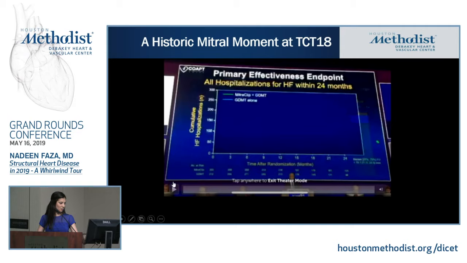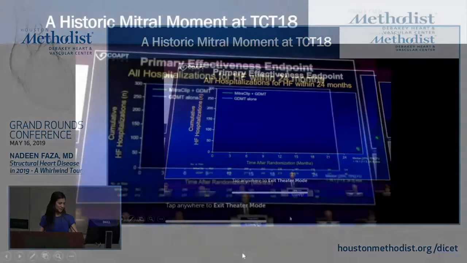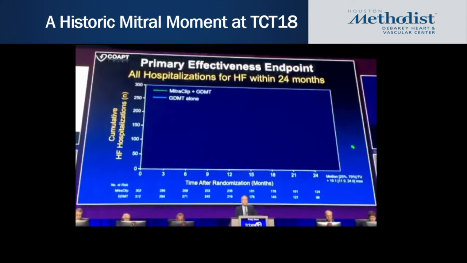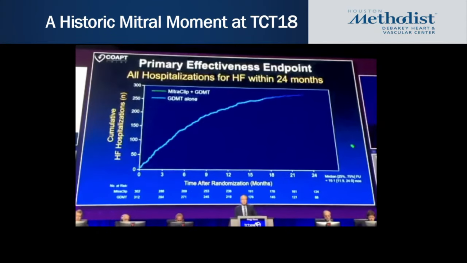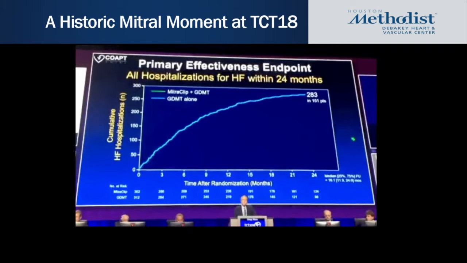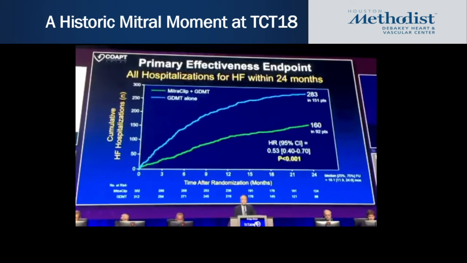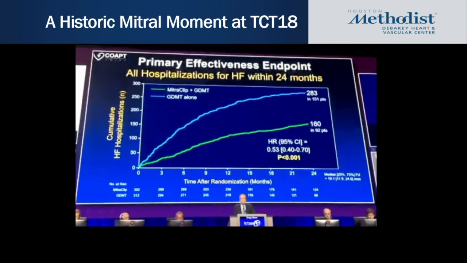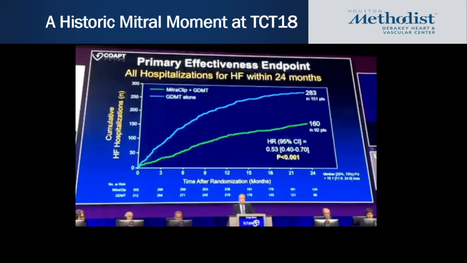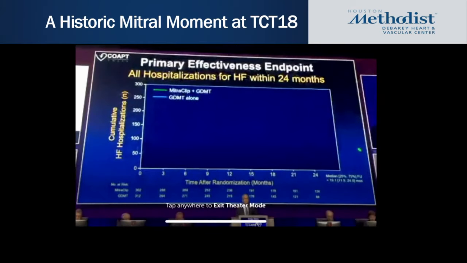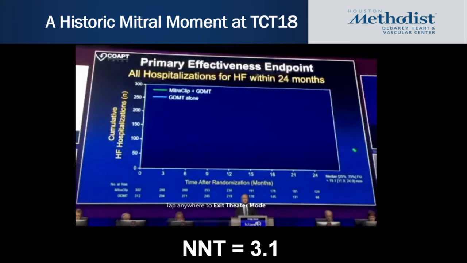And this was the historic moment at TCT. This shows the primary effectiveness endpoint of all hospitalizations for heart failure within 24 months. In the control group, there were a total of 283 heart failure hospitalizations in 151 patients. This was significantly reduced in the MitraClip group to 160 heart failure hospitalizations. And it received a standing ovation, as you can see. The number needed to treat was 3.